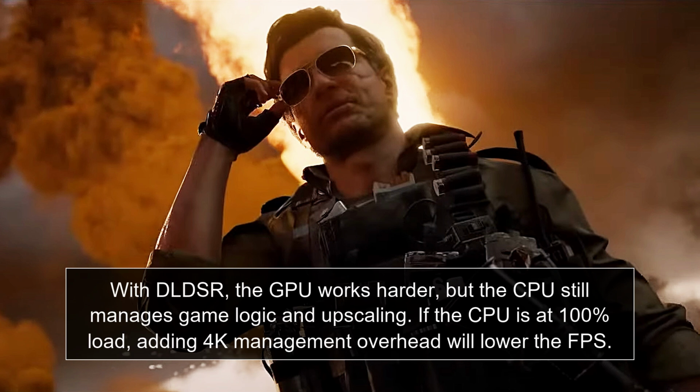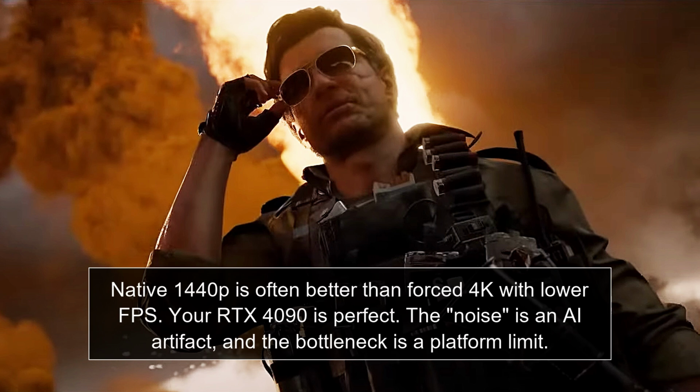When you use DLDSR, the GPU has to work harder, but the CPU still has to manage the game logic and the upscaling instructions. If the CPU is already at 100% load on its primary threads, adding the overhead of 4K management will lower the FPS. Therefore, native 1440p with a slight GPU underutilization is often better than forced 4K with lower FPS.